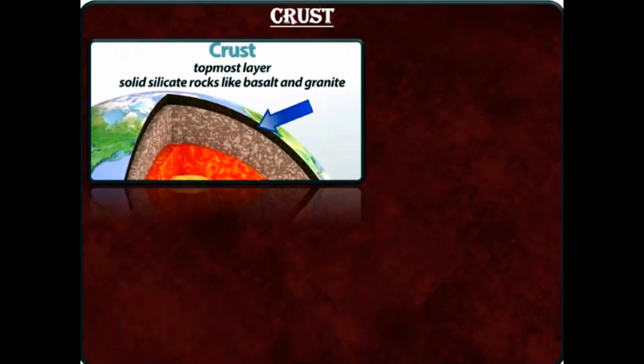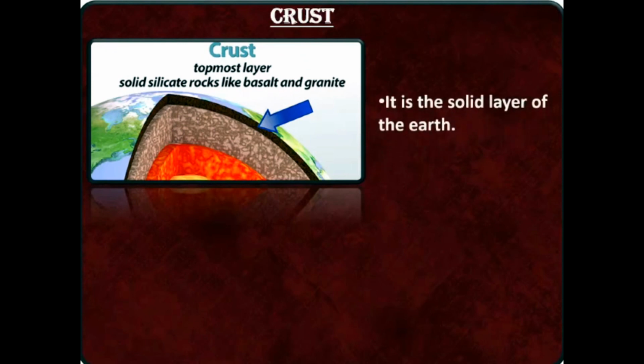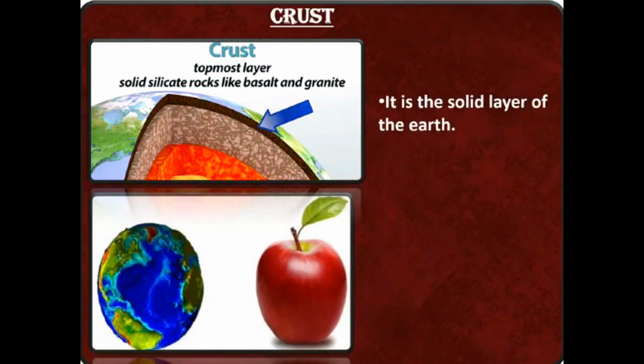Students, as we know, the uppermost layer of the earth's surface, which is in a solid state, is called the crust. The earth's crust is just like the skin of an apple. It is very thin in comparison to the other three layers. The thickness of the crust is not the same everywhere. On an average, it is 30 to 35 kilometers thick.